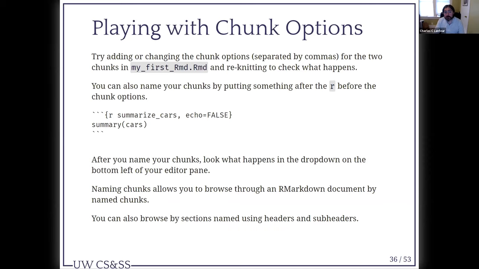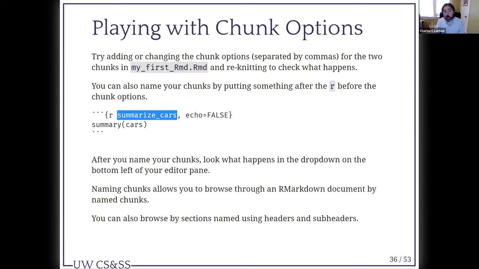I would recommend messing with the chunk options a little bit in your homework assignment for the week, which is really basic. Basically, write a markdown chunk, and then try echo equals false and knitting it, and see that your chunk will no longer appear, but the output still will. You can also change the names of your chunks like this. If I wanted to name this chunk summarize cars, I could do that.